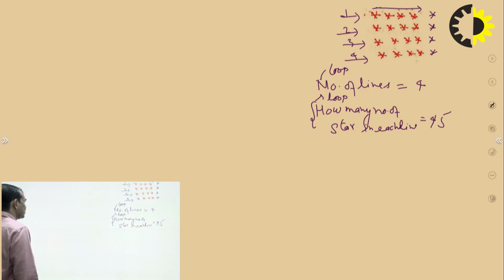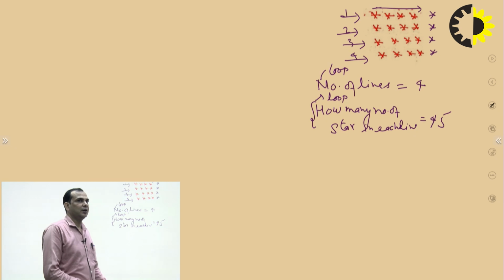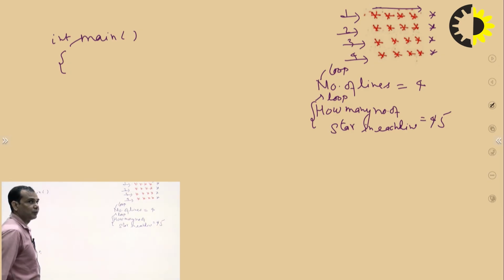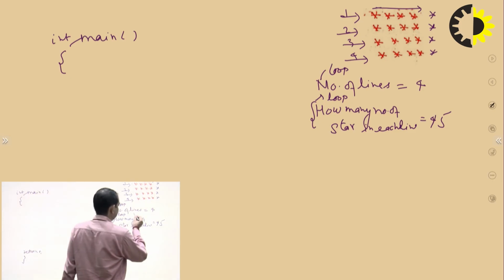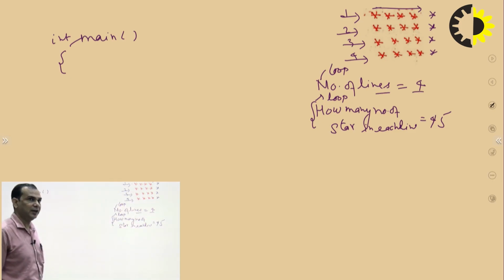So firstly we write the code here, then we dry run it, and after that we execute this code on an online compiler or C compiler. So we start from main. Now firstly, if we want to take this value from the user, we can take this value from the user.